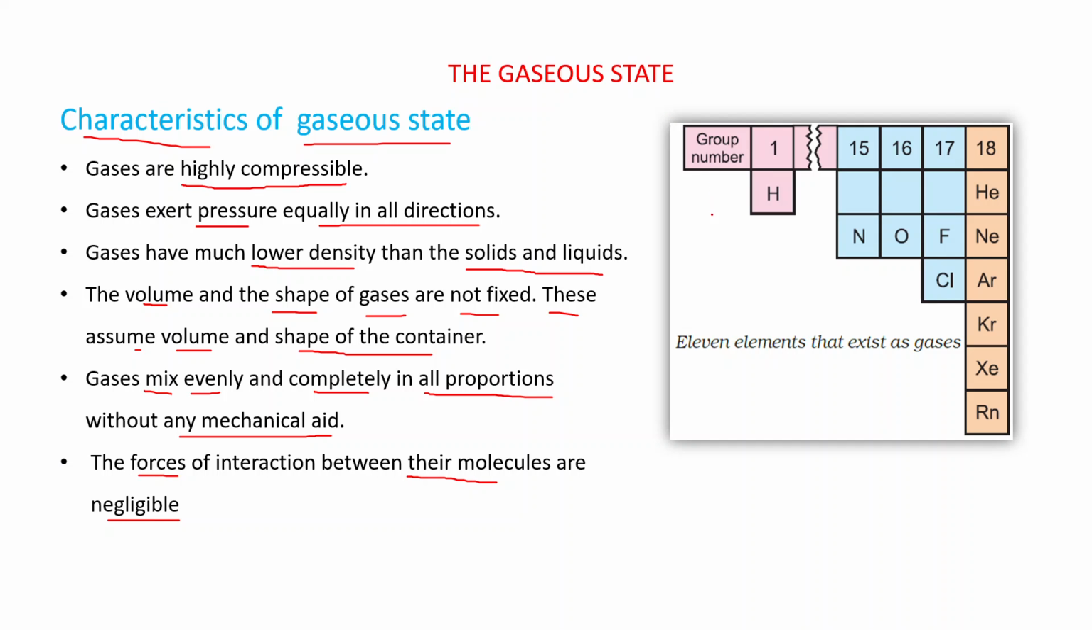Now you can see this representing the gaseous elements. In the periodic table there are 11 elements that can exist as gases. Helium, neon, argon, krypton, xenon and radon are the monoatomic gases, while hydrogen, nitrogen, oxygen, fluorine and chlorine exist as diatomic gases.